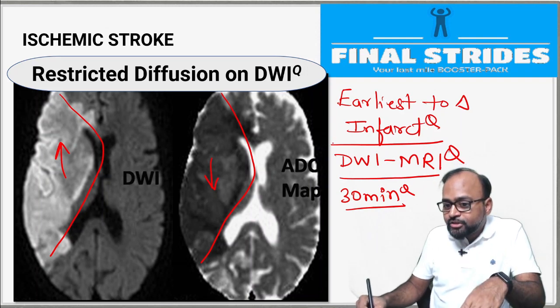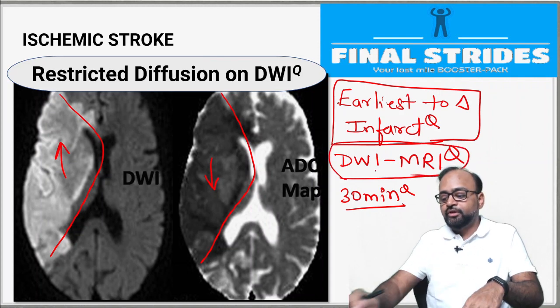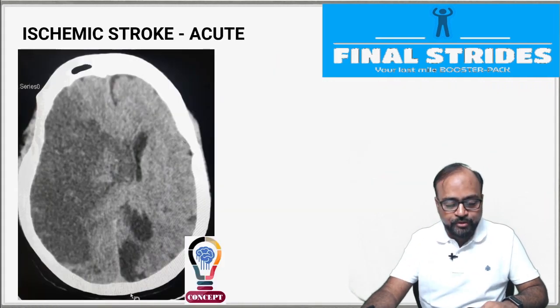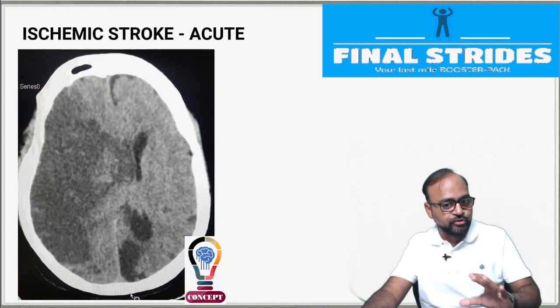Only when the examiner specifically asks you the earliest modality to detect an infarct, only then the answer is going to be diffusion weighted MRI. Remember? So CT is going to be the first or the best investigation in acute stroke.